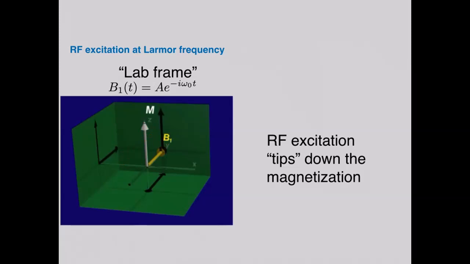So here's a video showing how the magnetization is being perturbed. Let me show you again. In the lab frame, we apply a rotating field, a changing field in the transverse plane. The magnetization is going to start precessing, and because we apply this field at the same frequency, it's going to tip the magnetization away from the main field and then rotate down.